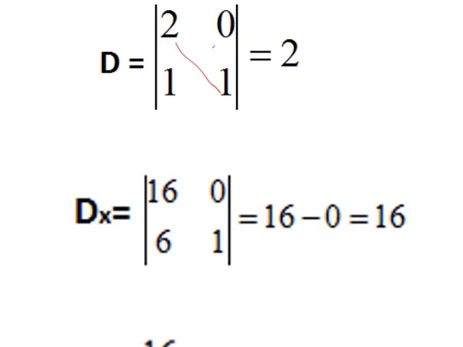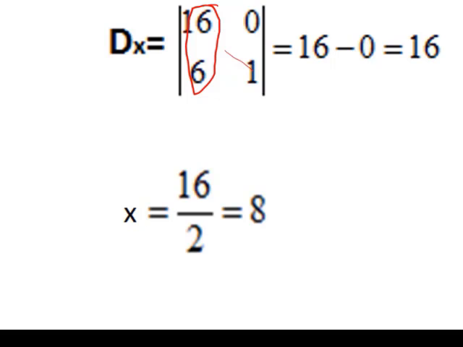Now we're finding the determinant of x. By doing so, we replace the first column, the column for x, with the constant column. So we have 16, 6 for the first column, while the other column has been maintained, 0, 1. And so we multiply the leading diagonal, which is 16 times 1. Then we multiply the other diagonal, which is 6 times 0. And when we subtract, we have 16. So to look for our x, we have the determinant of x, which is 16, over the original determinant, which is 2. When we divide, we have 8.